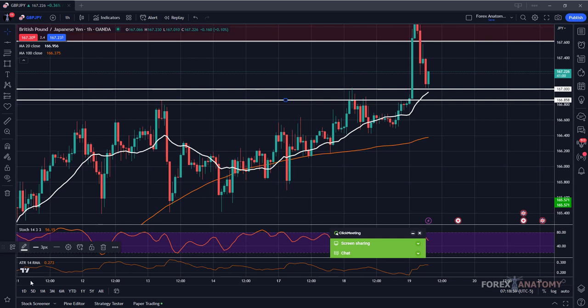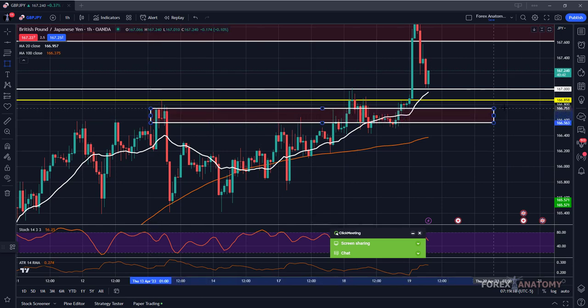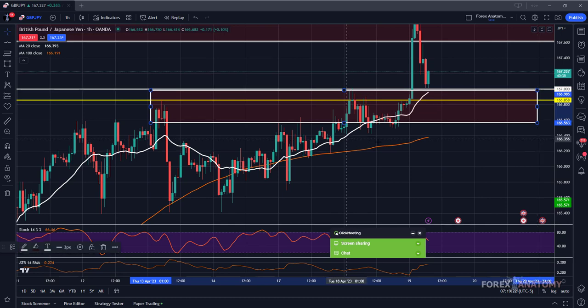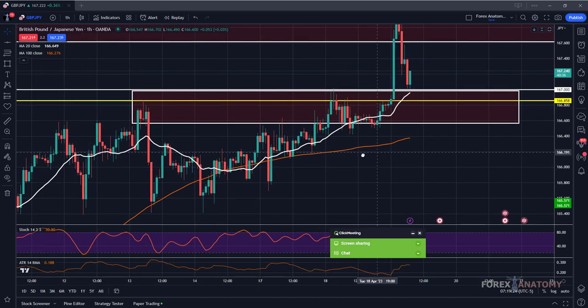Let me make this yellow. We also have structure right here, right? Structure in this area. So then what we can do, we can identify a zone, and price is reacting to the zone right now. So let's do that right quick. It can go from anywhere from here all the way up to here. This is the zone that price could actually react to.